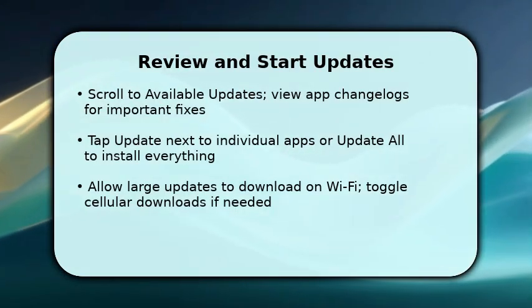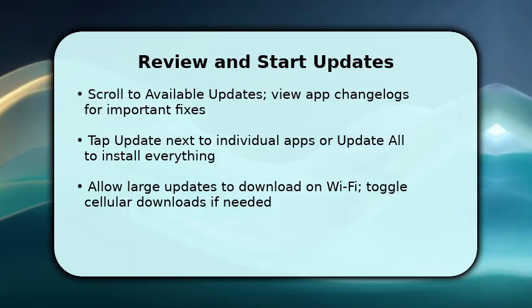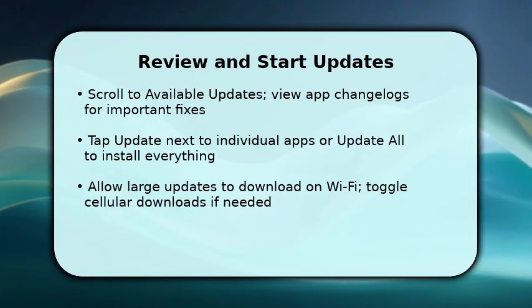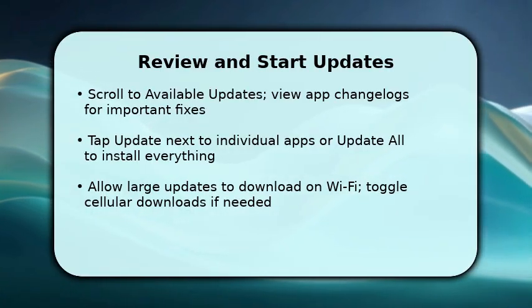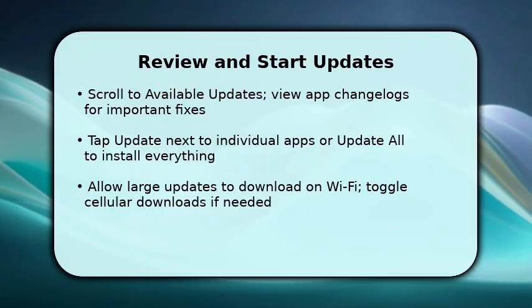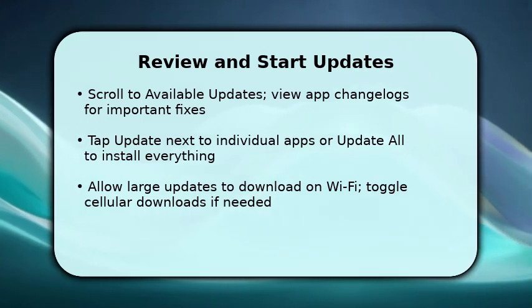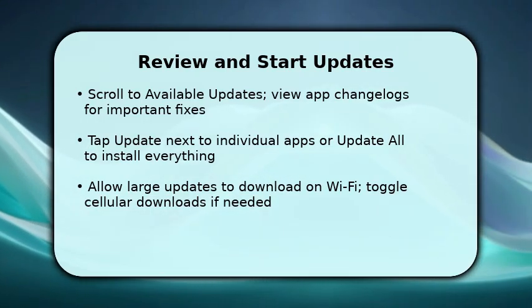Tap Update beside any app to install it individually, or tap Update all to run everything in sequence. This saves time and minimizes interruptions. Make sure large downloads occur over Wi-Fi. Go to Settings, App Store to allow cellular downloads only if you have enough data. Once started, progress bars show status, so you can monitor each install.